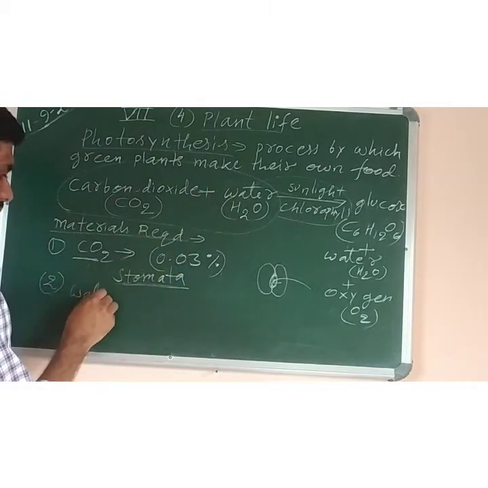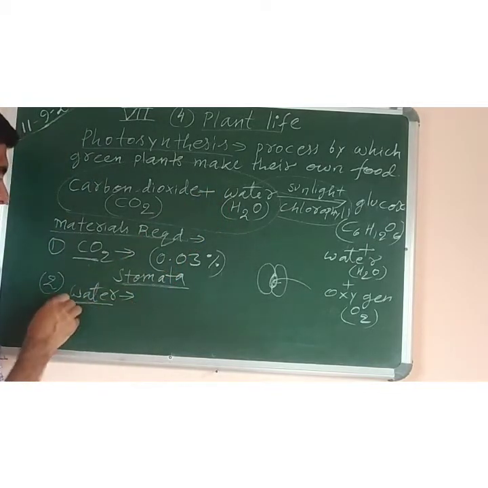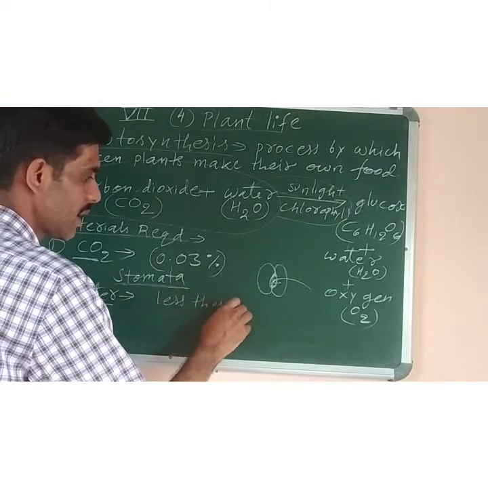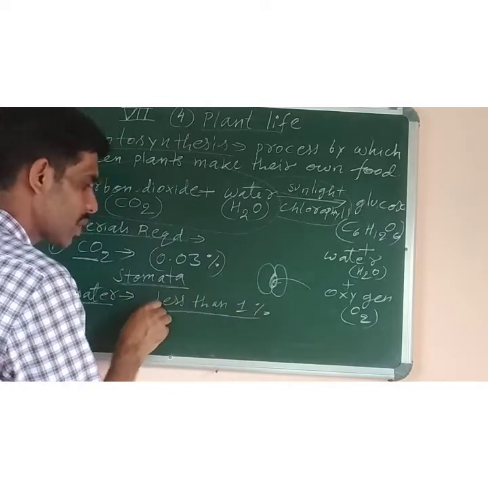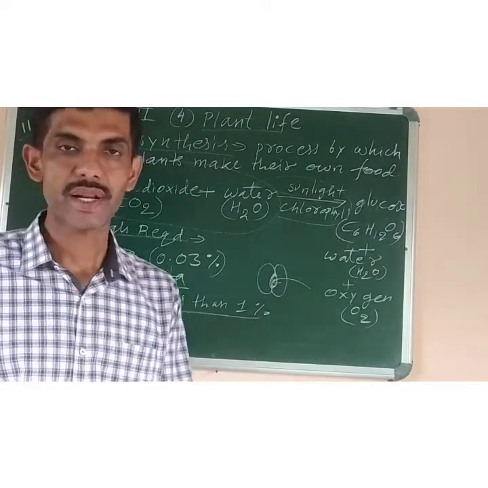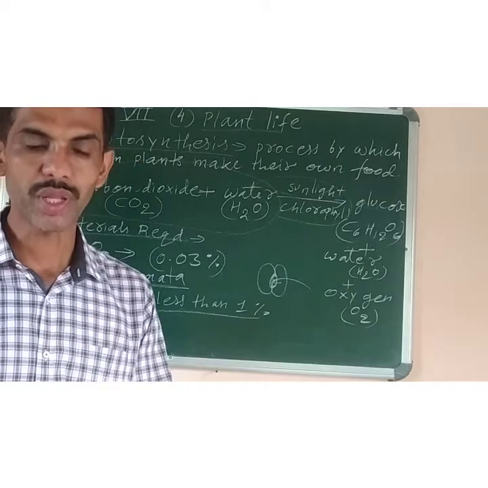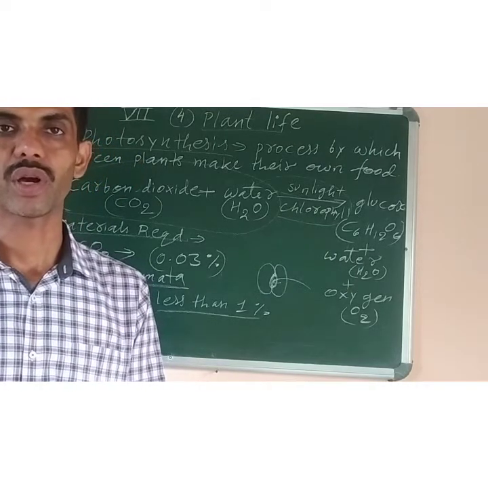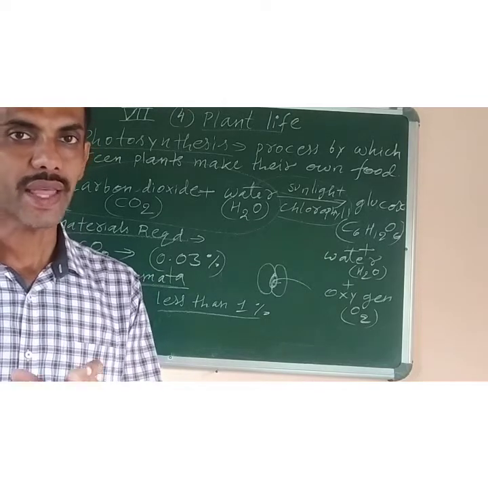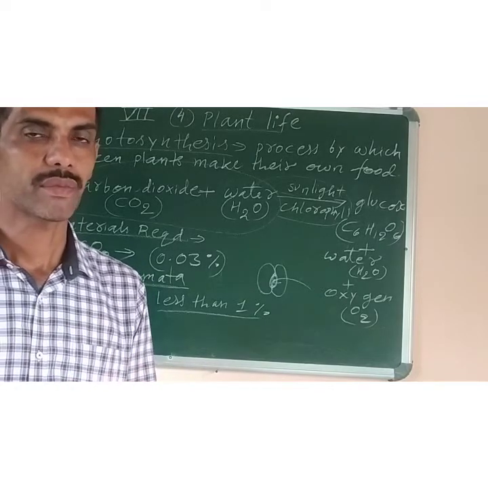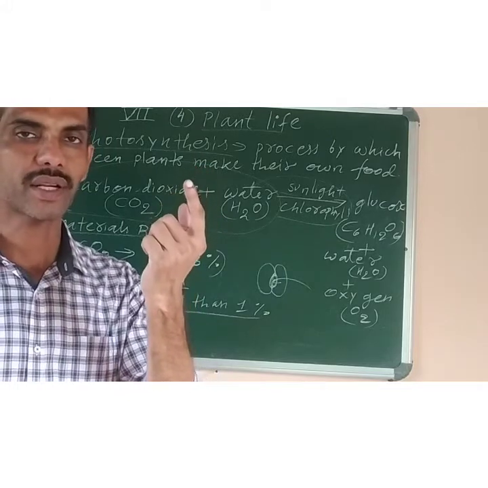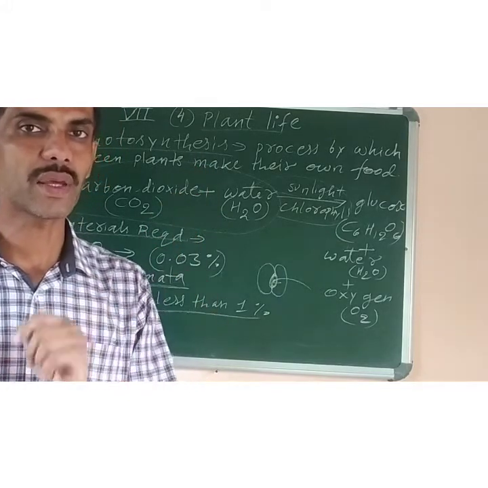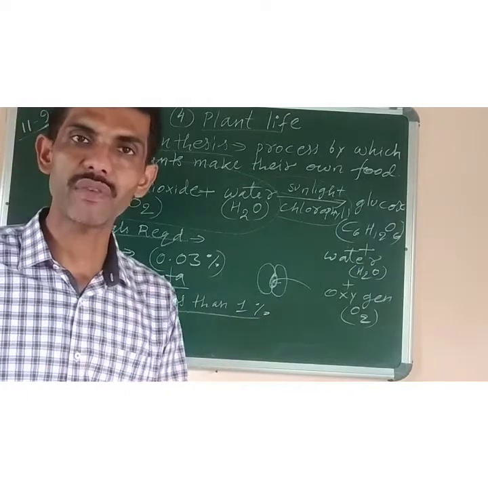You can see there, water is the second raw material. Plants need less than 1% of the water which they absorb. You know that plants have the root system. So through the roots, the plants absorb water present in the soil, and that water enters into the root xylem. From the root xylem, it is conducted upward to the stem xylem. From there, the water enters into the leaf xylem, and the leaf has a network of veins.